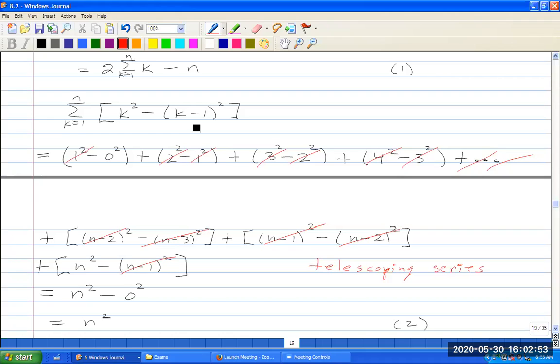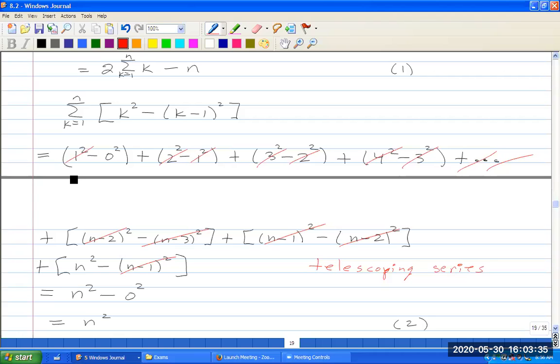When k is equal to n minus 1, we get n minus 1 squared minus n minus 2 quantity squared. And lastly, when k is equal to n, we get n squared minus n minus 1 quantity squared. Well, the 1 squares cancel, 2 squares cancel, 3 squares cancel, the 4 squares will cancel, the n minus 2 squares cancel, the n minus 1 squares cancel, n minus 3 squares cancel with the previous. So all I have left, and when this happens, we call this a telescoping series.